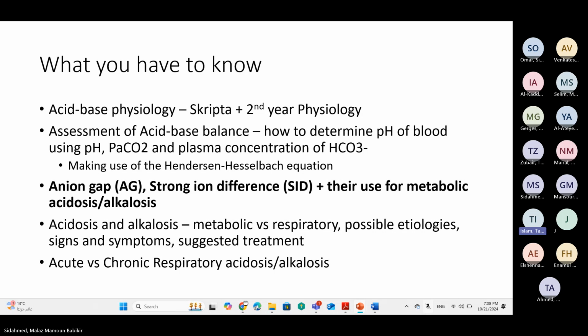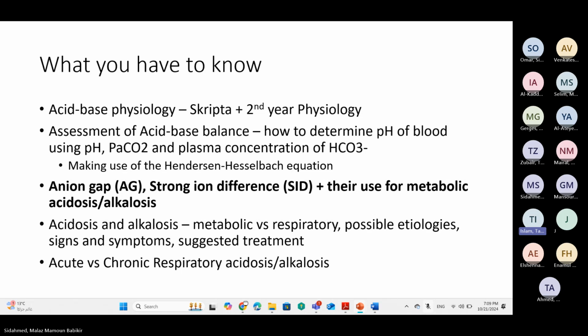And obviously, the anion gap and strong ionic difference are used for metabolic acidosis and alkalosis. They're not used for their respiratory counterparts. And then the other things you're expected to know are acidosis and alkalosis, their division into metabolic and respiratory, some etiologies, signs, symptoms, and suggested treatment. And obviously the difference between acute and chronic respiratory acidosis and alkalosis. To summarize, in acute, the compensation, which is mostly renal compensation, has not occurred, and in chronic, the compensation has occurred.